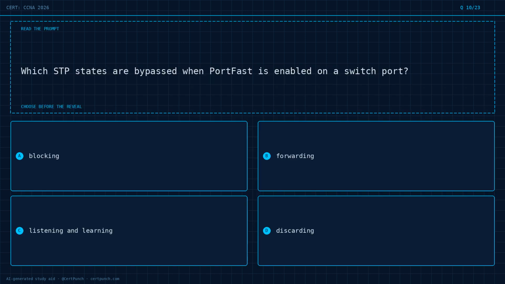Question 10 of 23. Which STP states are bypassed when port fast is enabled on a switch port? Option A. Blocking. Option B. Forwarding. Option C. Listening and learning. Option D. Discarding. Lock in your pick before the reveal. Trust the read. The answer is option C.